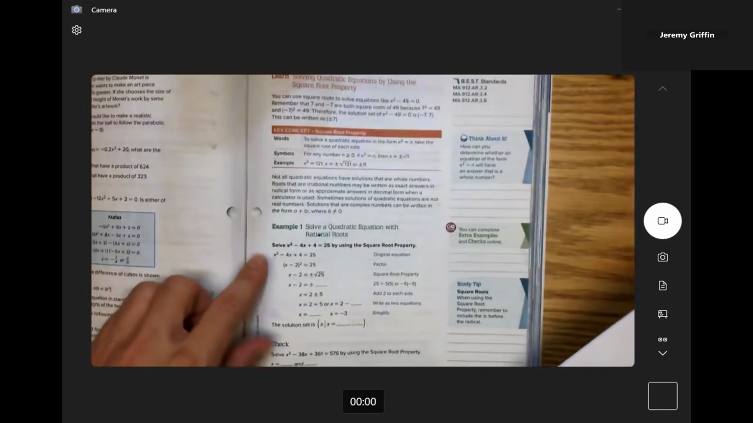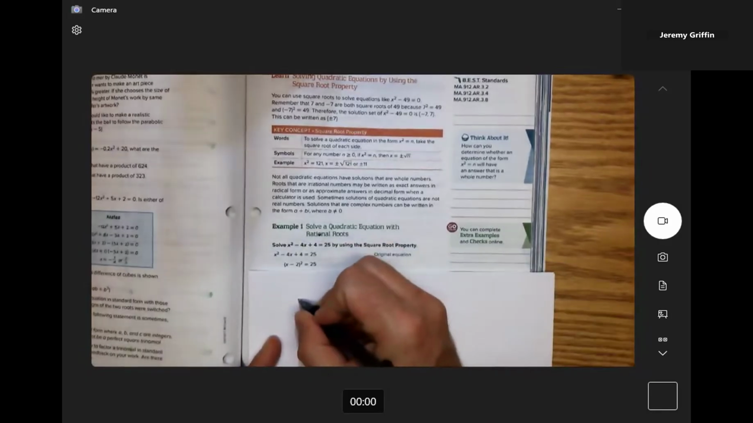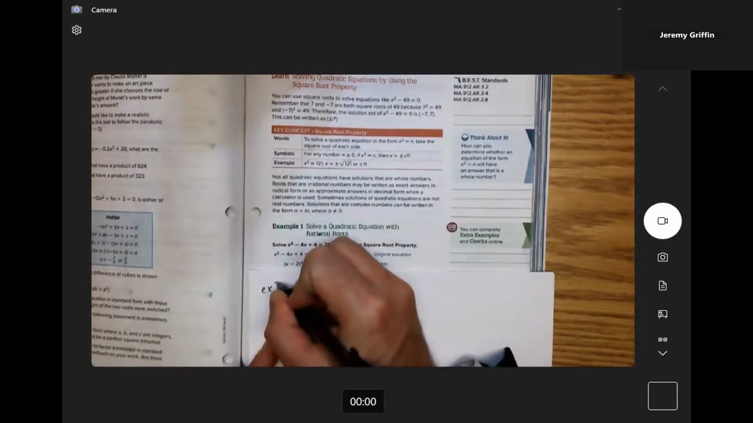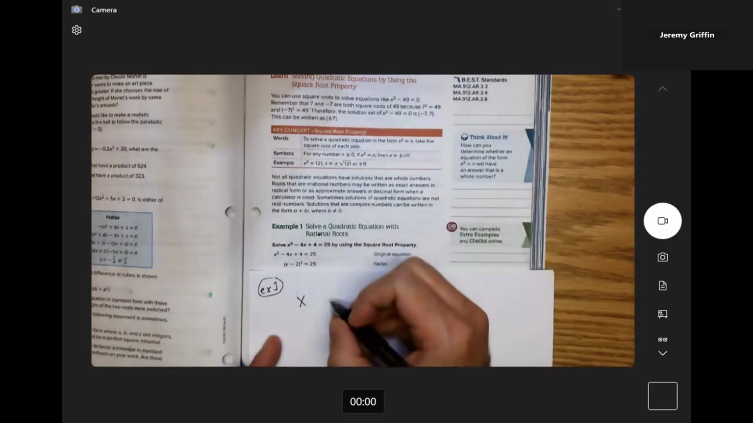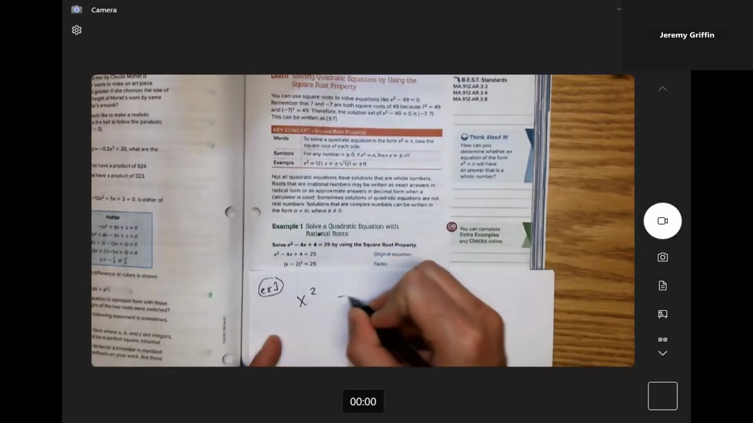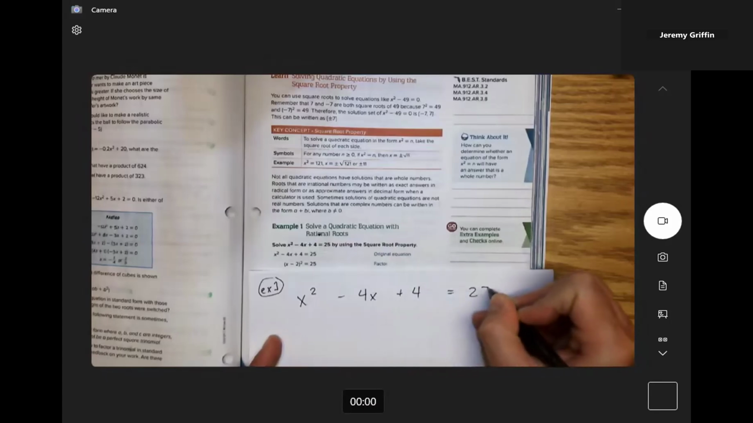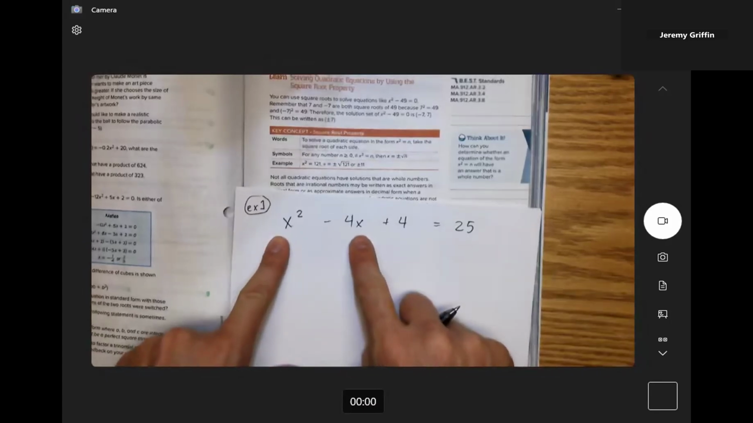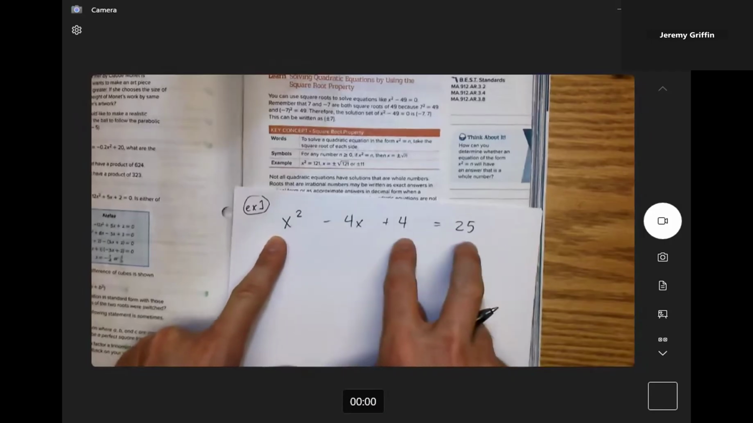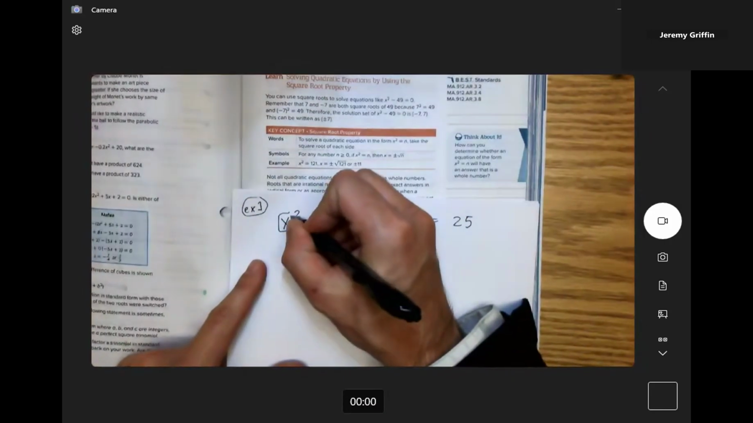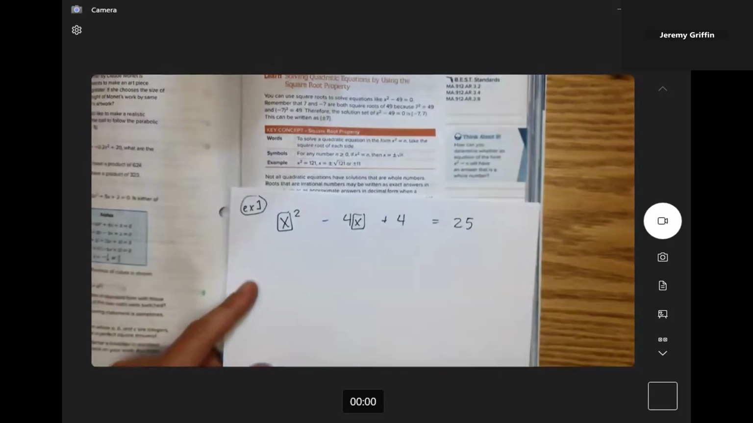lesson highlighted. So example one, solving a quadratic with rational roots. Real straightforward, and pretty much exactly what I just did. This is example one, except it has numbers instead of letters, so a little more concrete. x squared minus 4x plus 4 equals 25. Now, we know this is quadratic because there's an x squared in there. We're trying to ultimately solve for x.